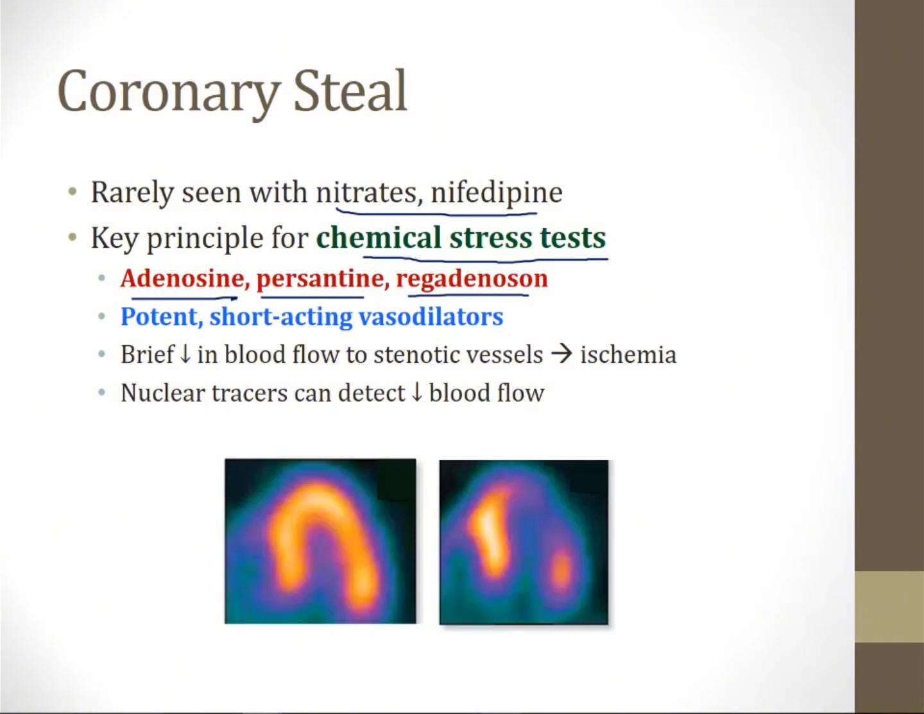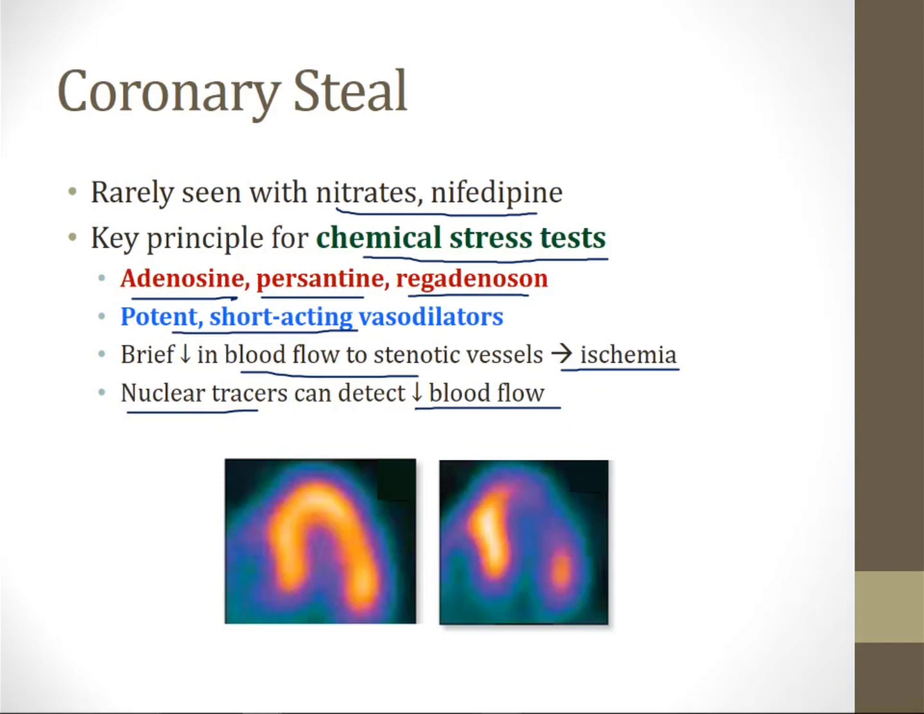All three of these drugs are potent short-acting vasodilators that are administered intravenously, and they cause a brief decrease in blood flow to stenotic vessels, and that leads to ischemia. Now, usually the amount of ischemia is mild and the patients don't develop significant chest pain or ECG changes, and for this reason we have to use sensitive nuclear tracers to detect the fall in blood flow.